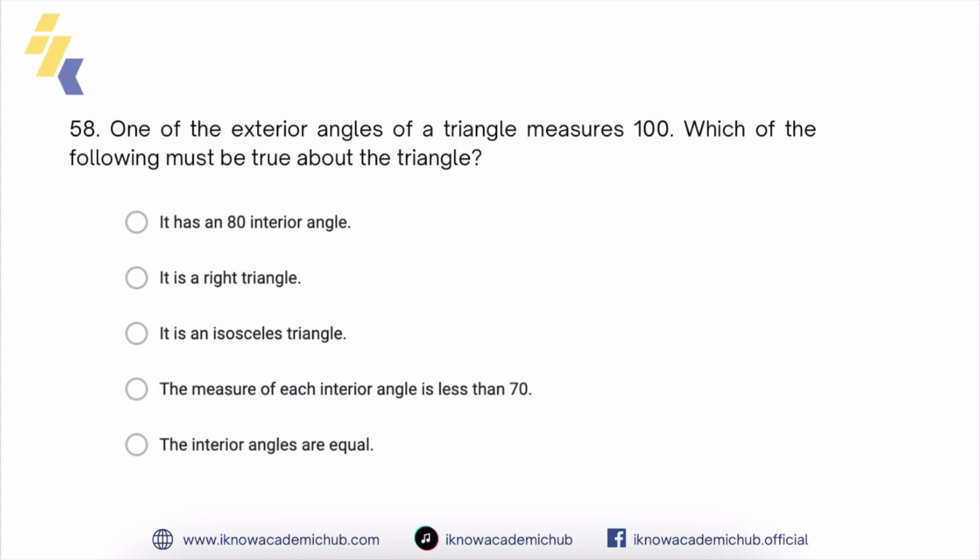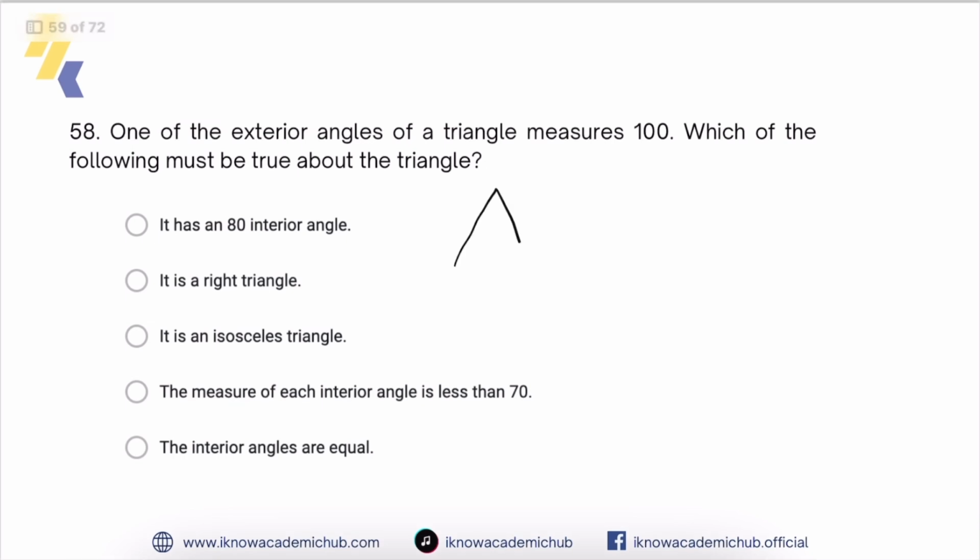58. One of the exterior angles of a triangle measures 100. Which of the following must be true about the triangle? So we draw the triangle, and one of the exterior angles is 100. Meaning to say, its adjacent interior angle is just 180 degrees minus 100 degrees, so that is 80. So it has an interior angle which is equal to 80 degrees, and that's our answer. It has an 80-degree interior angle.